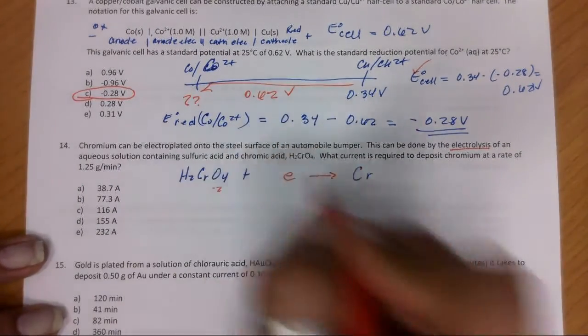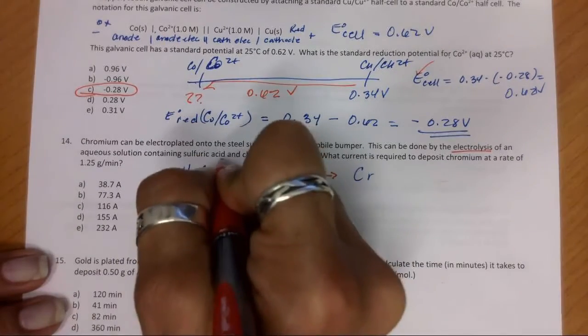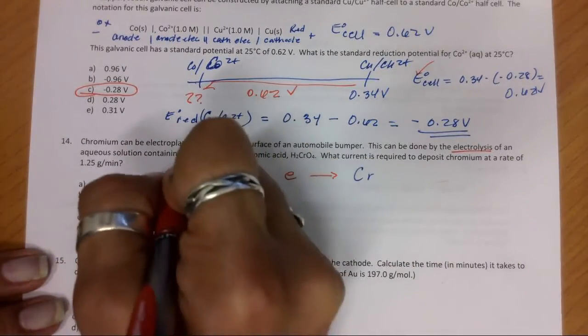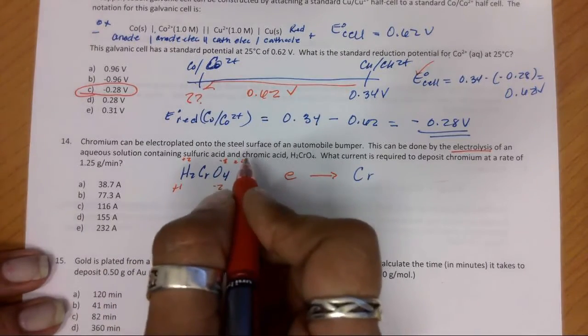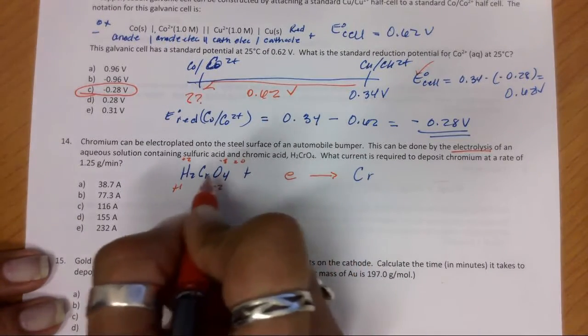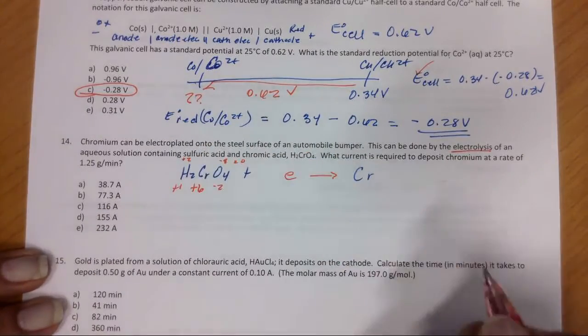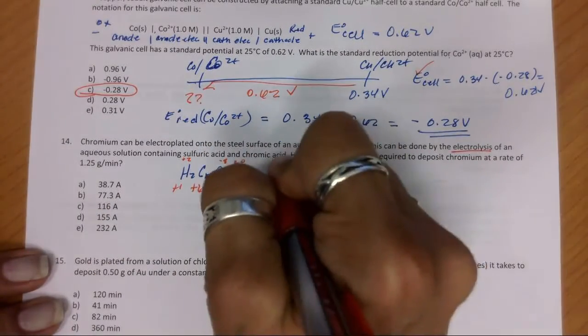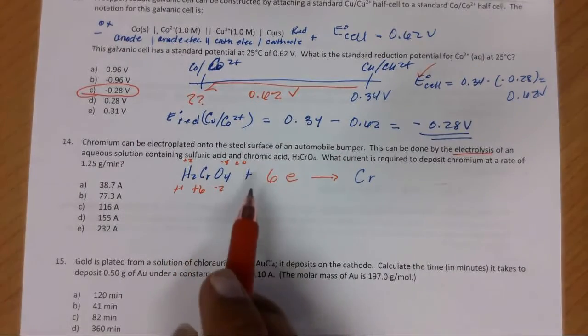If this is minus 2 and this is plus 1, then what I actually have is minus 8 plus 2, which is going to give me a negative 6, right? What number do I need to make this whole thing overall neutral? I need chromium to be a positive 6, right? So this is plus 6, so 6 electrons. Okay, so you have to know the oxidation state of chromium to do this.